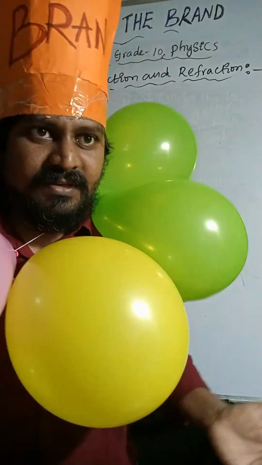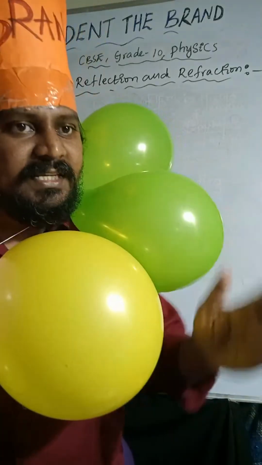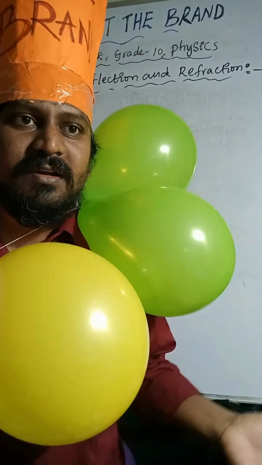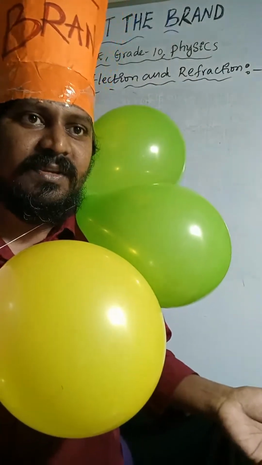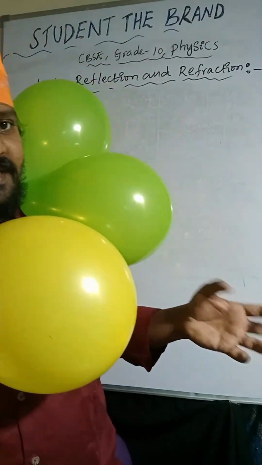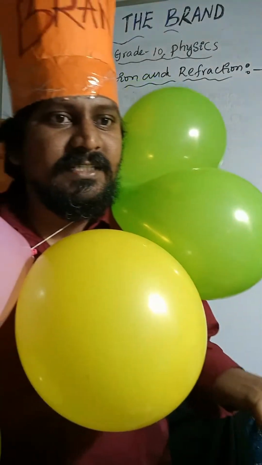Concave mirror: the mirror whose reflection takes place inward. Reflection takes place inward, that is called concave mirror. Reflection takes place outward, that is called convex mirror. So concave mirror means reflection takes place inward. Convex mirror means reflection takes place outward.